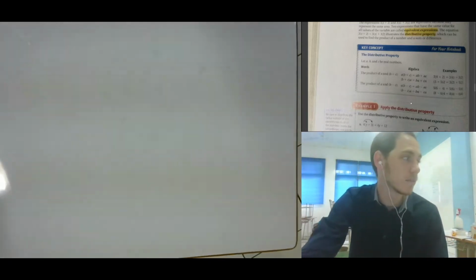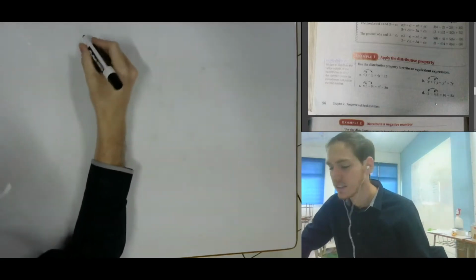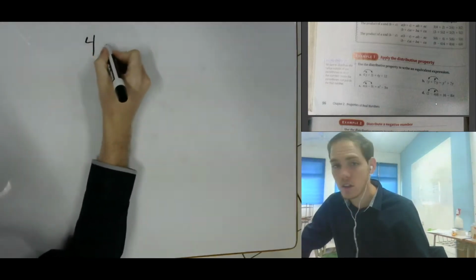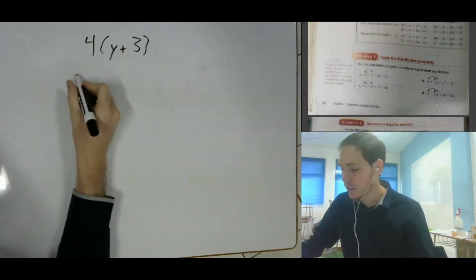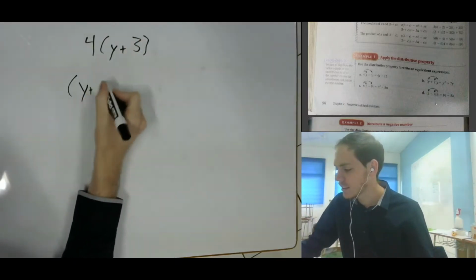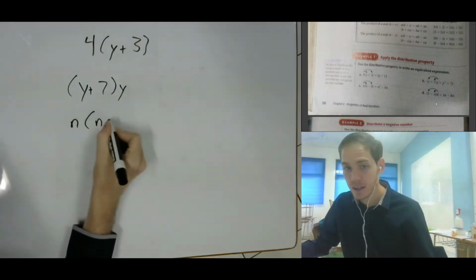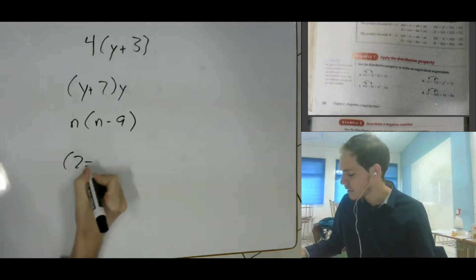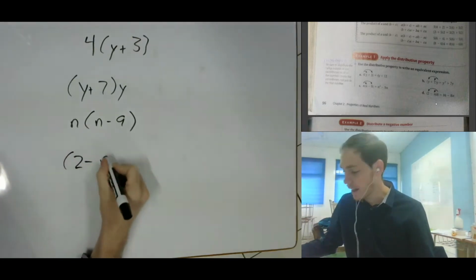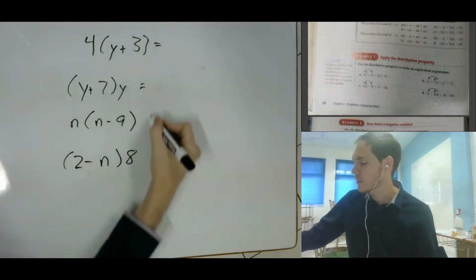Let's solve. Okay, if you can't see this, I'll write them down. So let's say 4 times y plus 3, y plus 7 times y, n times n minus 9, and 2 minus n times 8. So all we're doing is applying the distributive property.